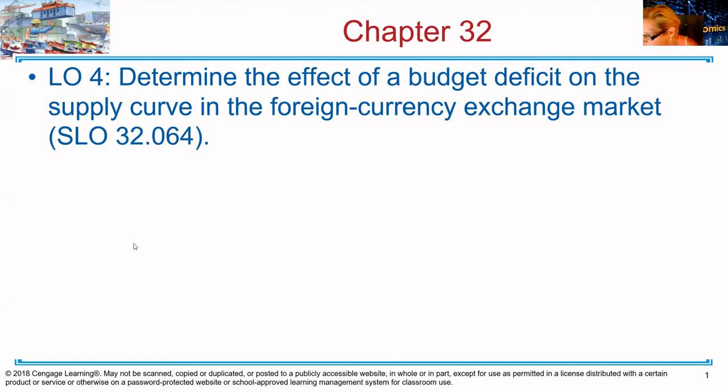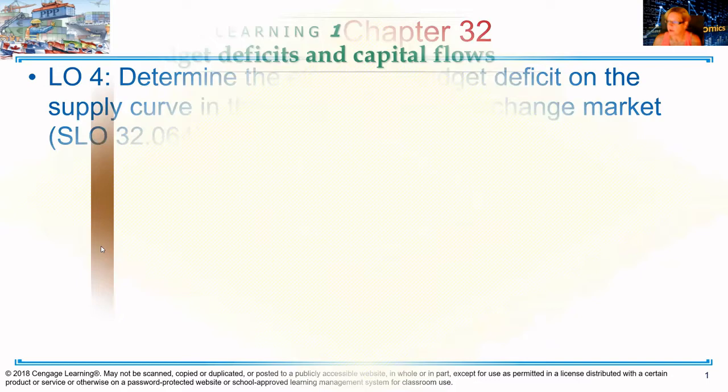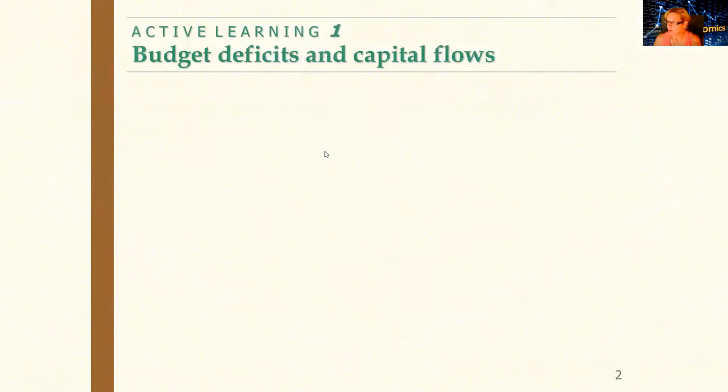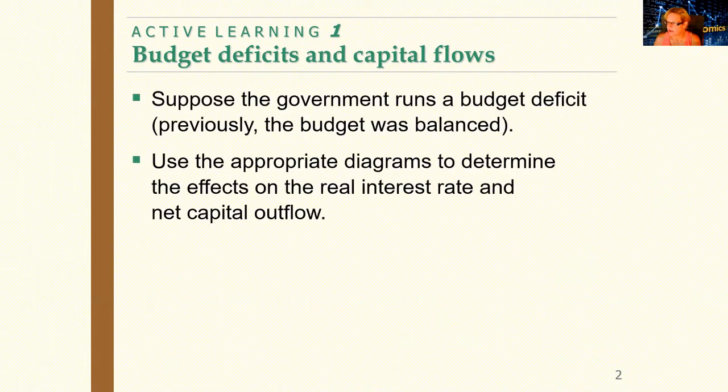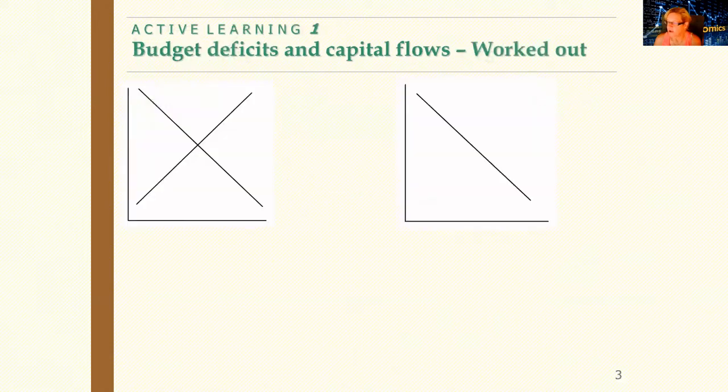In this particular objective, we're going to take a look at the effect of a budget deficit, and we're going to go back to talk about the loanable funds market and what happens when we run a deficit there. Suppose the government runs a deficit and it was previously balanced. Use the appropriate diagrams to determine the effects on the real interest rate and net capital outflow. So let's go ahead and talk about that.